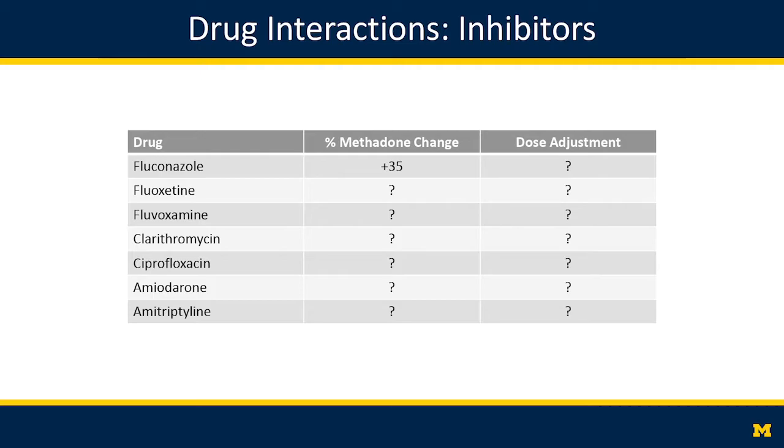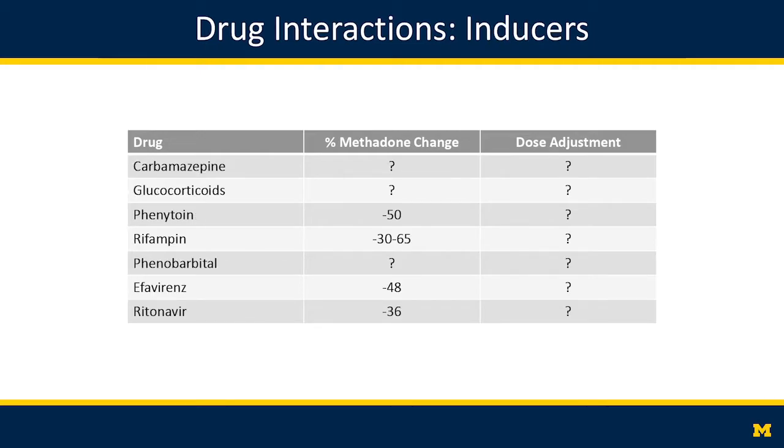You'll see that fluconazole, on average, increases methadone levels by about 35%. You should generally dose reduce by about 1/3. Then you'll see all these other drug interactions, and there's no guidance on how much they're changing methadone. So it's like, maybe you should, maybe you shouldn't, we're not sure. Here's another table for you. Phenytoin and ritonavir actually decrease the amount of methadone, so they're inducing its metabolism. We don't really make a lot of changes.